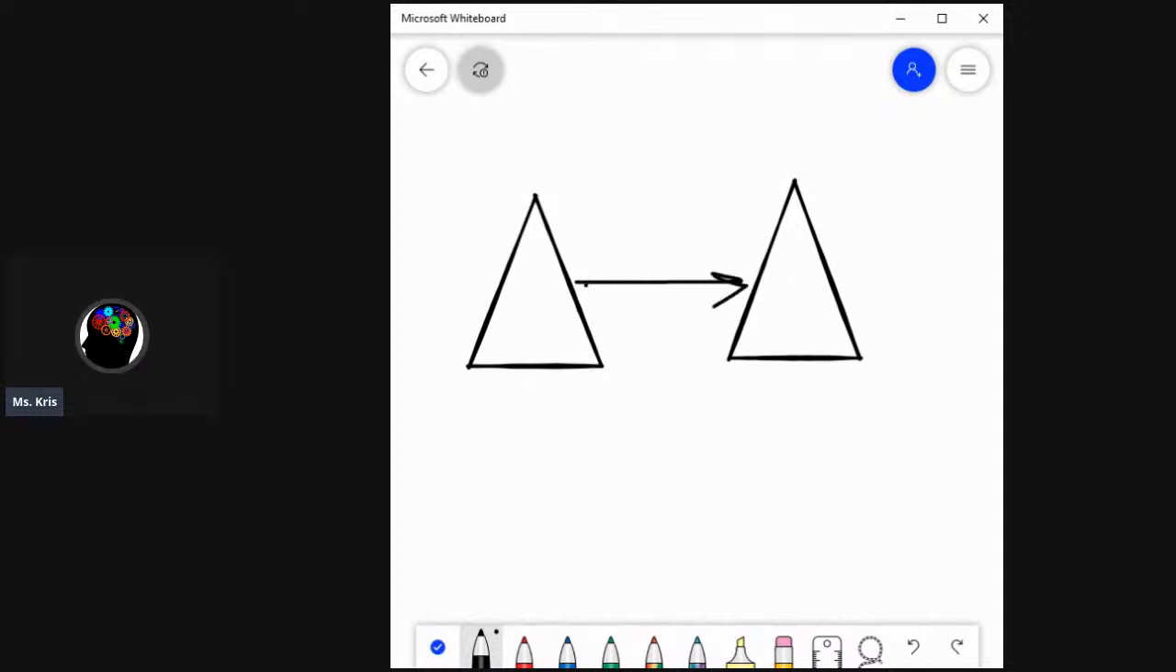I can either go 2 units to the left, 2 units to the right, 4 units to the left, or I can go 2 units down and 4 units to the left, to the right. So translation simply means I'm sliding from left to right and up and down.